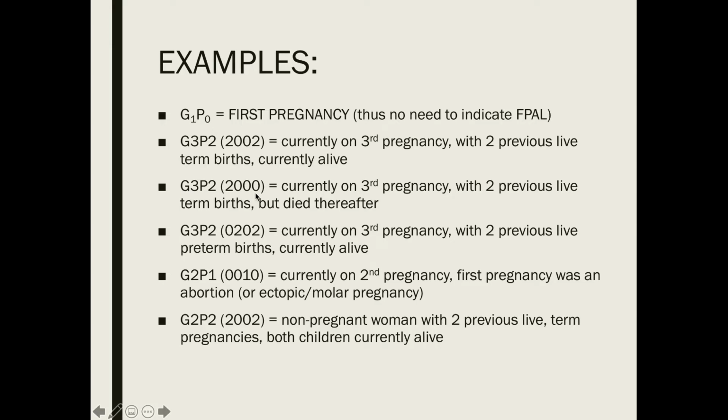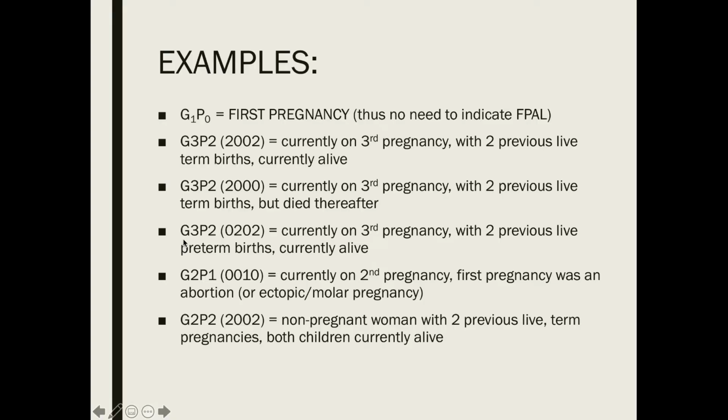Okay, so what about G3P22000? Okay, so this means that she has two previous full-term births, no preterm births, no abortion, no ectopic, no molar pregnancy. However, she has no living children. So this denotation of G3P22000 means that the patient is currently on her third pregnancy and she has two previous full-term births but they died thereafter. So she currently has no living children.